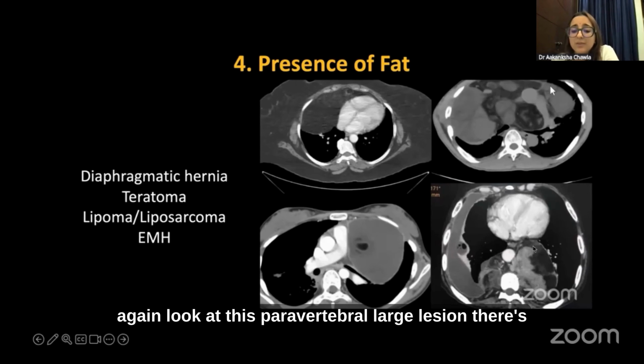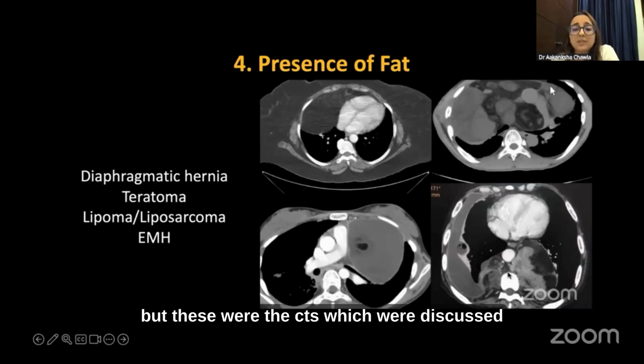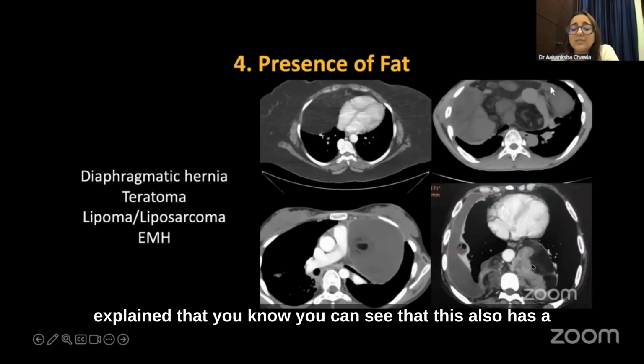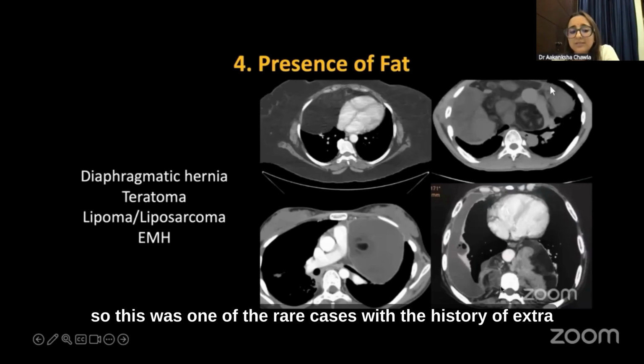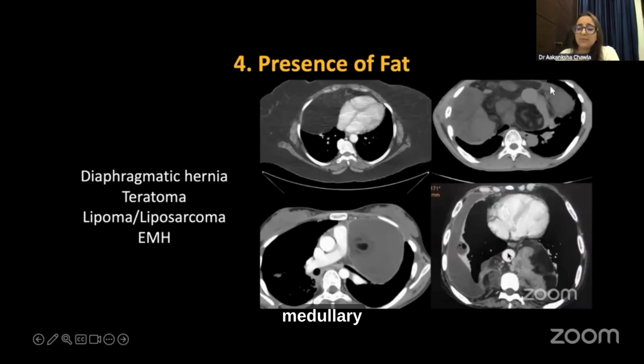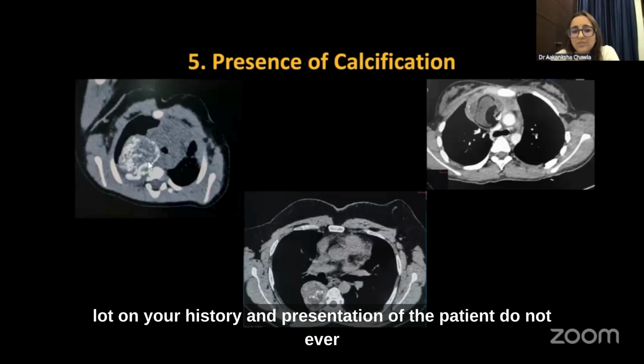Again, look at this paravertebral large lesion. There's something in the pleura as well as the lung, which we're not going to discuss. But these were the CTs which were discussed by Dr. Zafar Niaz sir in detail. And this is how he explained that, you can see that this also has a solid and cystic component, unlike here. But look at the location, this is in the posterior mediastinum. So this was one of the rare cases with the history of extramedullary hematopoiesis. But it again depends a lot on your history and presentation of the patient. Do not ever forget that.